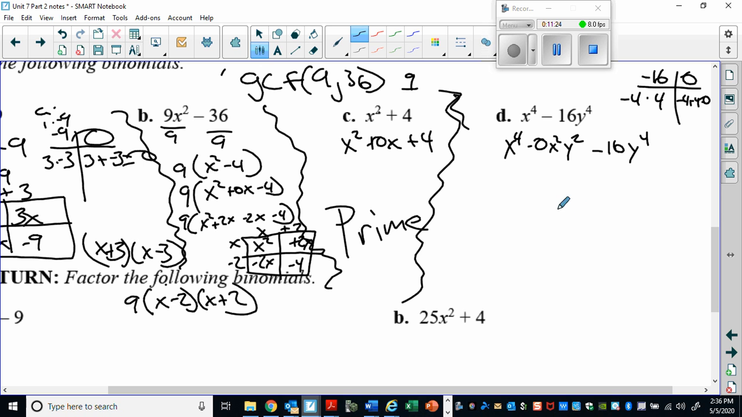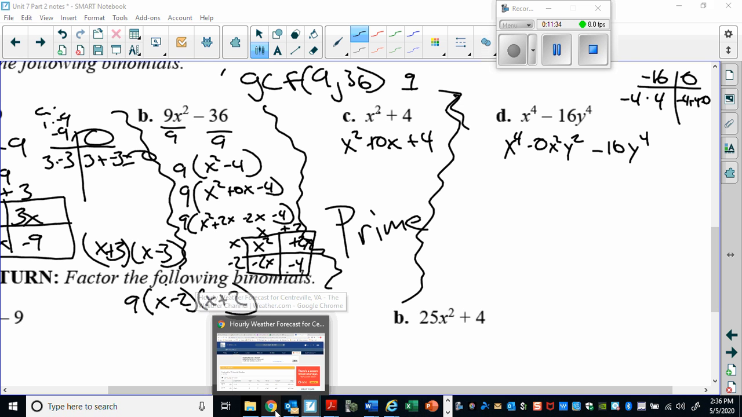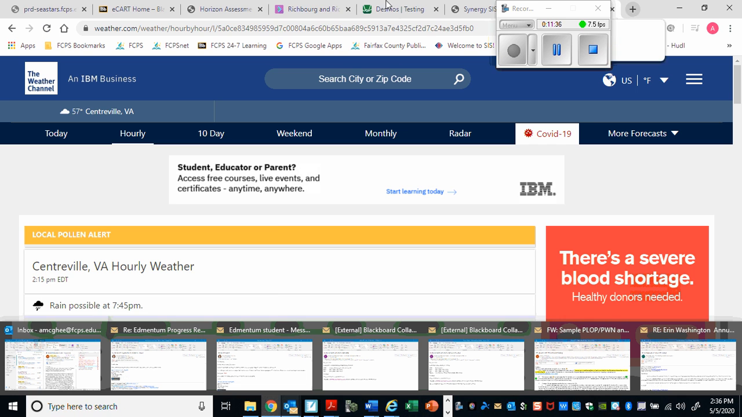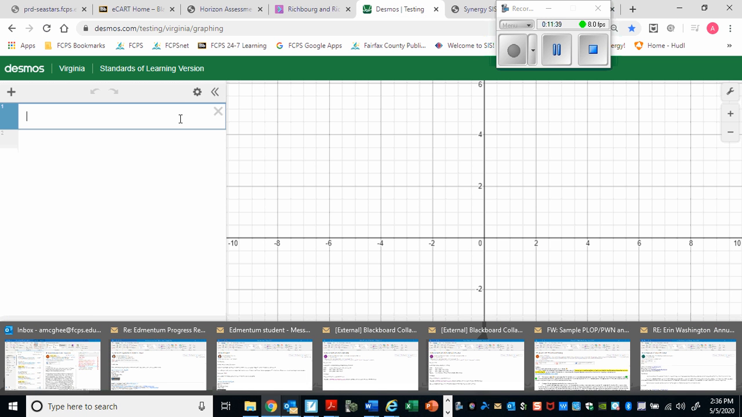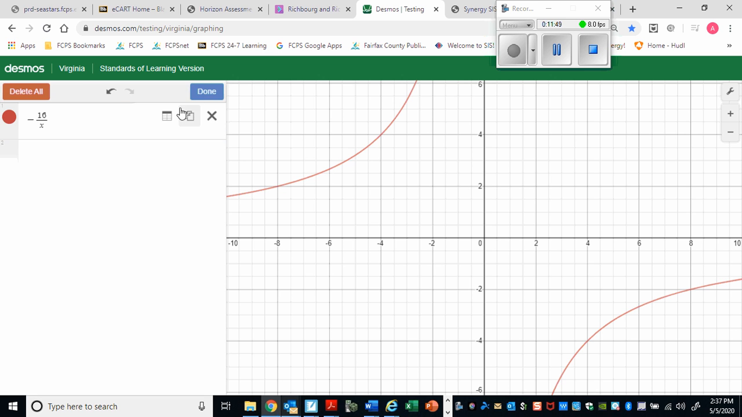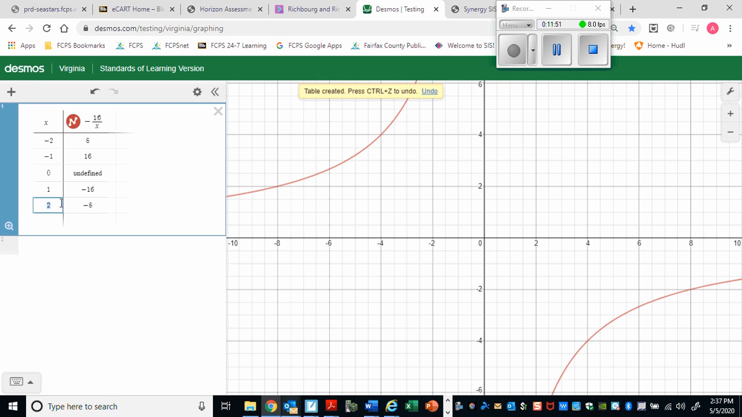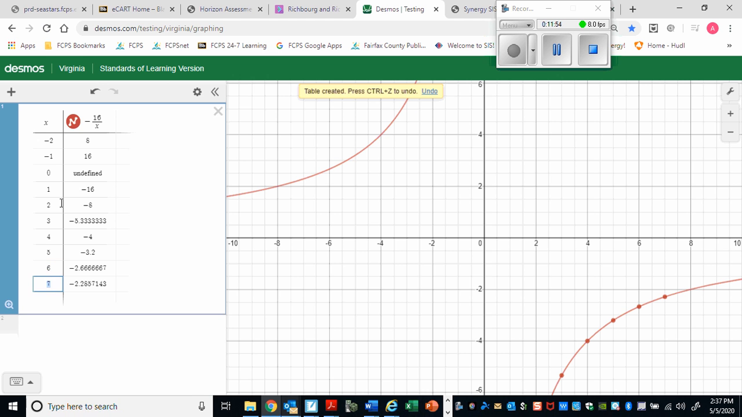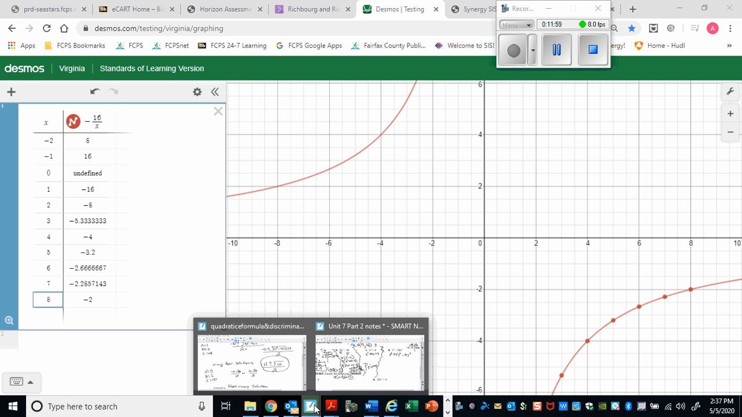Remember, ladies and gentlemen, if you cannot remember how to get these factors, go to where we have to go, Desmos. Let's see if I can pull it up for you guys. So we have Desmos here. And if you want to know negative 16, you do negative 16 divided by x, right? That gives you your graph. This here, settings, table, you have all the numbers that multiply. You only want whole numbers, okay? Let's go back to here.